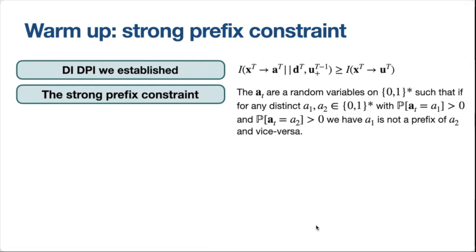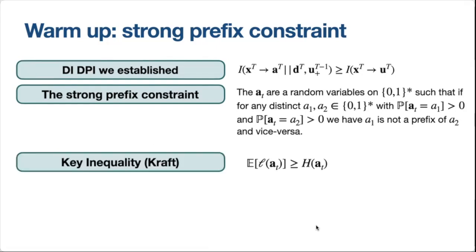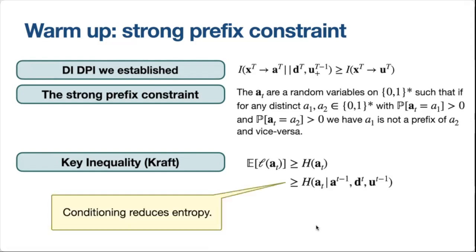Remember that the strong prefix constraint says that at every time t, the random variable a sub t is such that its support is a set of prefix-free binary strings. As you might expect, the key inequality we're going to use to show our lower bound is the Kraft inequality. One way of reading the Kraft inequality is as follows. For any random variable whose support is a set of prefix-free binary strings, that random variable's expected length is lower bounded by that random variable's entropy. The next step follows since conditioning reduces entropy.